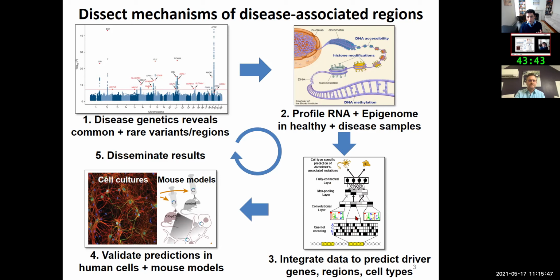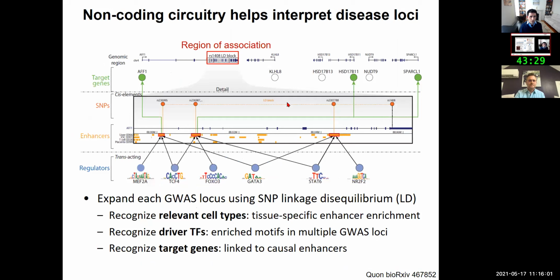And of course, to really prove causality, in addition to the causal inference methods that we develop, we then perturb these predictions using cell cultures and using mouse models. And of course, disseminate the results and start the cycle all over again.